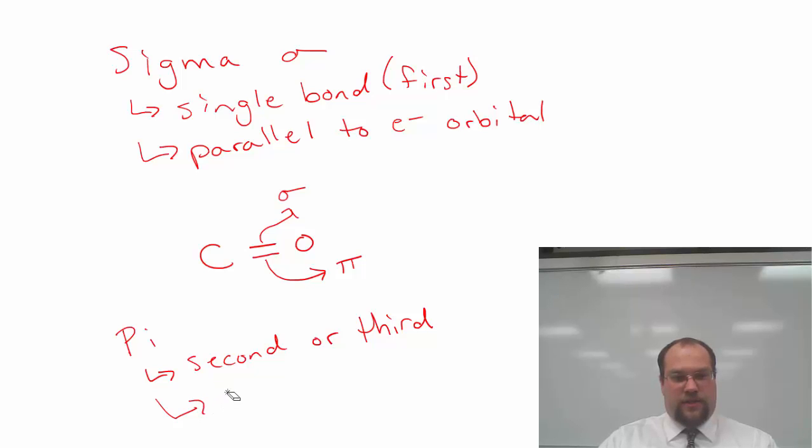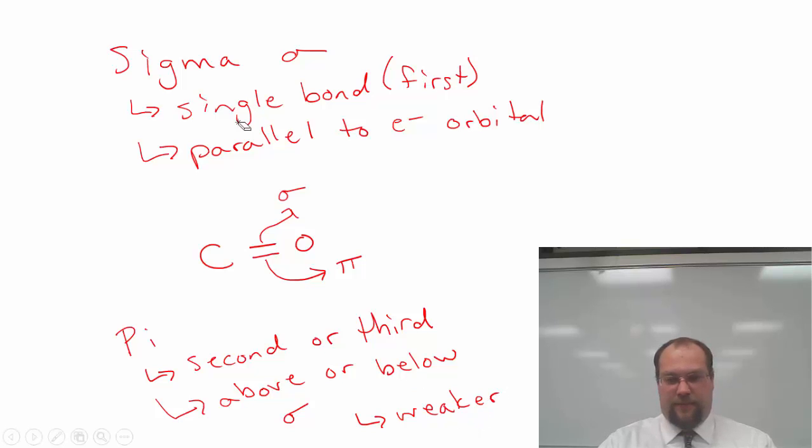And then here, these are above or below the sigma, and they're a little bit weaker. They're a little bit weaker because sigma takes the prime spot, where it's nestled right in between them, and it works really well. It's really, really strong. Pi bonds are above or below that, and so they're a little bit weaker.